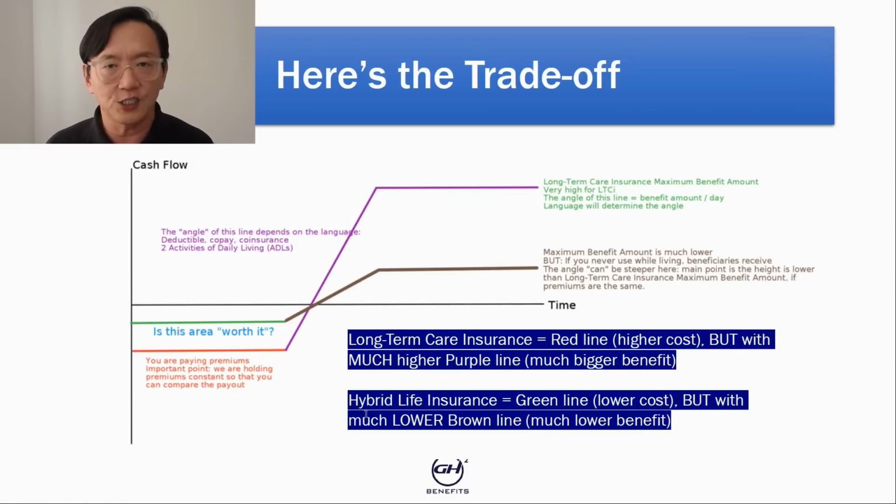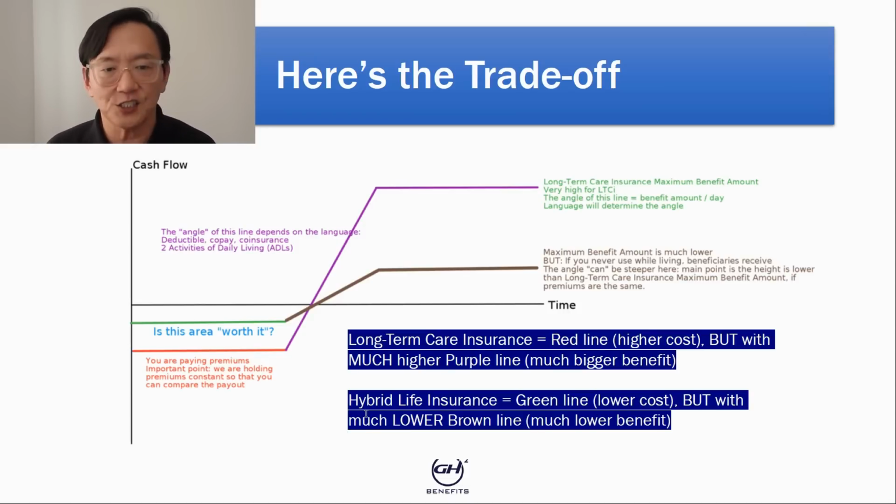Overall, here then is your trade-off. This is your trade-off on one slide, if you will. I know that the print is small, so just focus on the blue inside there. Long-term care insurance is the red line. That's the premium you pay. You can see it's much more negative than the green line, meaning it's more costly.